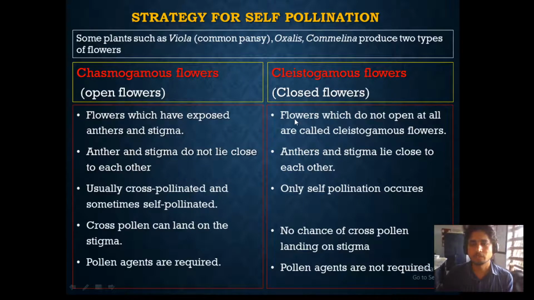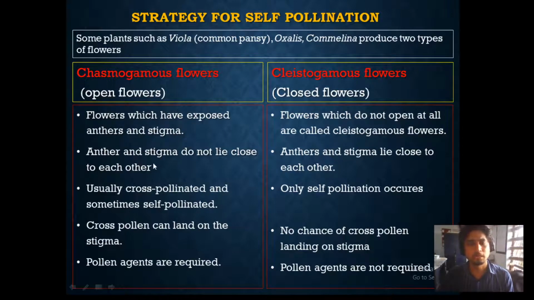But whereas these cleistogamous flowers are like the bud, they do not open at all. So flowers which do not open at all are called cleistogamous flowers. This is very clearly evident that anther and stigma do not lie close to each other in these chasmogamous.